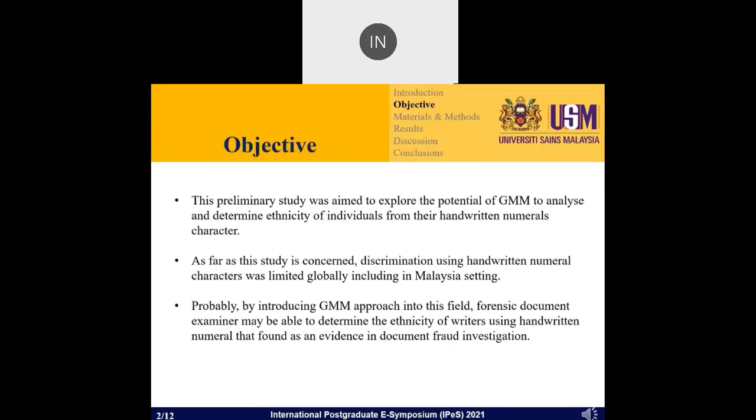This preliminary study was aimed to explore the potential of geometric morphometry to analyze and determine the ethnicity of individuals from their handwritten numeral character. As far as this study is concerned, discrimination using numeral character was limited globally, including in Malaysia setting. Even though Malaysia is a multiracial country that made up 90% of Malay, Chinese and Indian population, probably by introducing geometric morphometry approach into this field, forensic document examiner may be able to determine the ethnicity of writers using handwritten numeral digits that can be found as evidence in document fraud investigation.